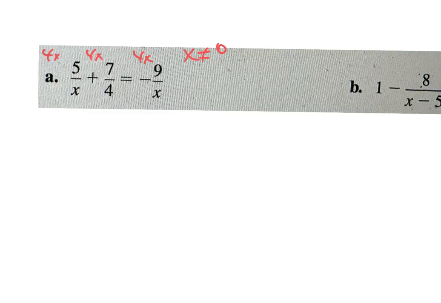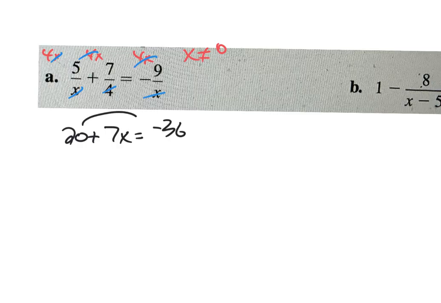I'm going to put the 4x with each term. What I'm basically doing is multiplying each term by the LCD, which is going to make stuff cancel. On that first one, the x's cancel, which leaves me a 4 times 5, which is 20. On the second one, the 4's cancel, which leaves a 7 times x, which is 7x. On the other side, the x's cancel, which leaves negative 9 times 4, which is negative 36.